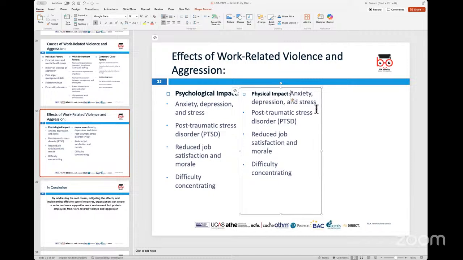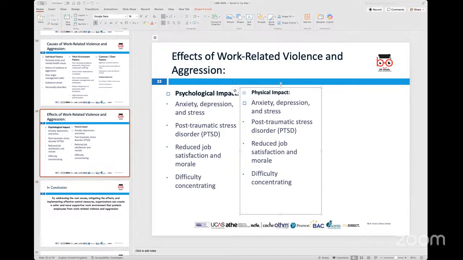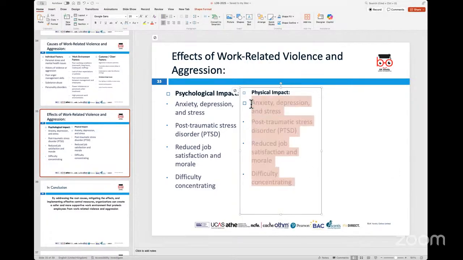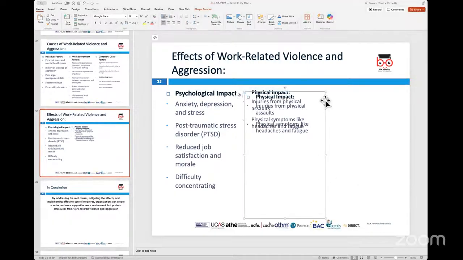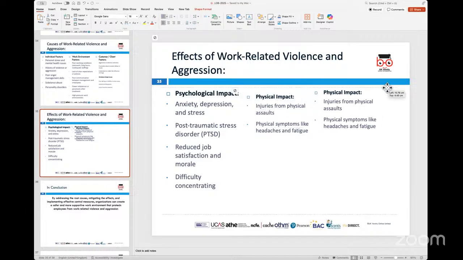Then you look at physical impacts. Physical impacts could be injuries or assault, and in some cases, these could happen because you are fatigued, you're overworked, and that would basically be the physical impact of the causes which relate to workplace violence and aggression.